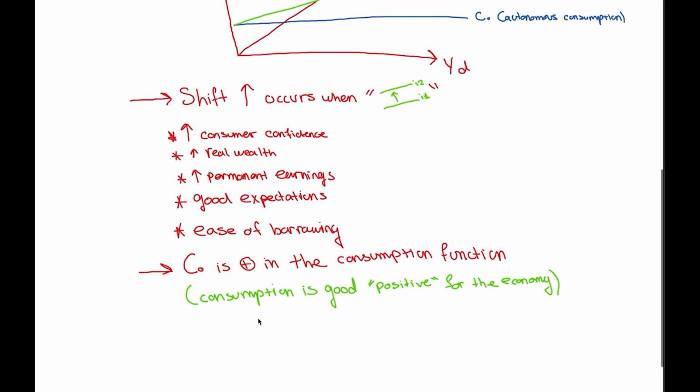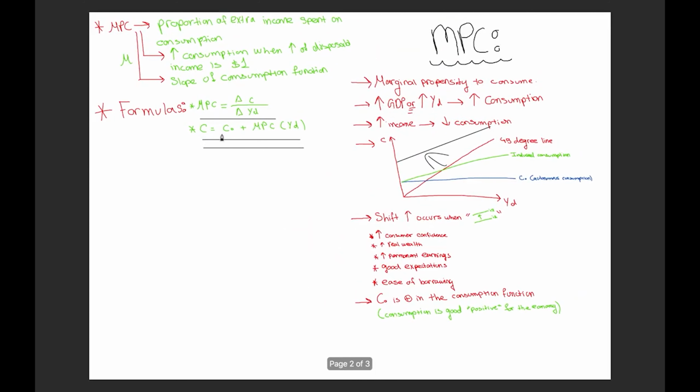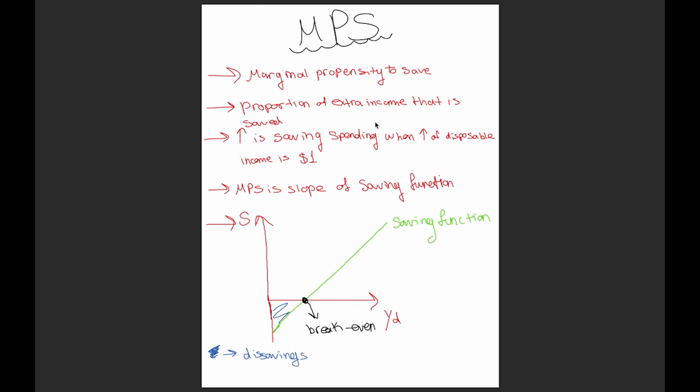Now, I have a trick for you guys to know why C0 is positive in the consumption function. When you're consuming for the economy, it's better, it's positive, it's good. So it's positive in the consumption function. MPS is an increase in savings when an increase of disposable income is $1. It's the same example that I gave for the MPC.